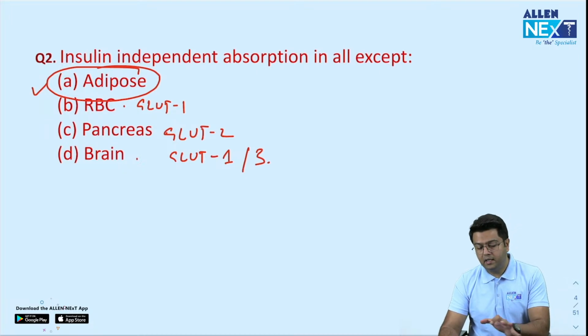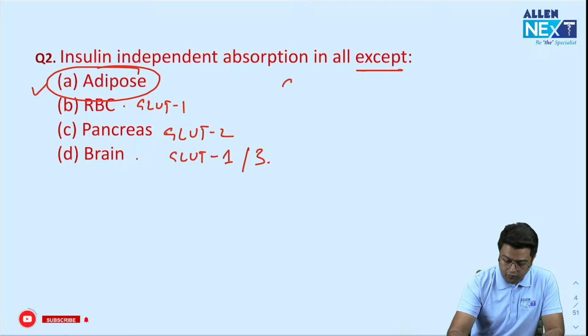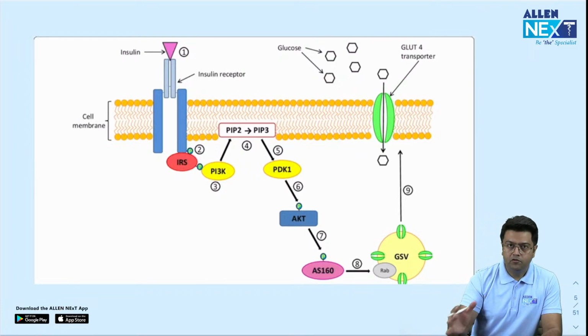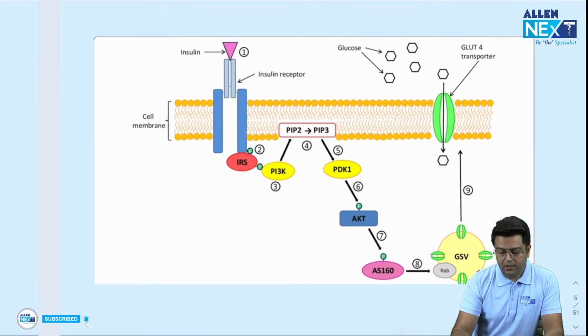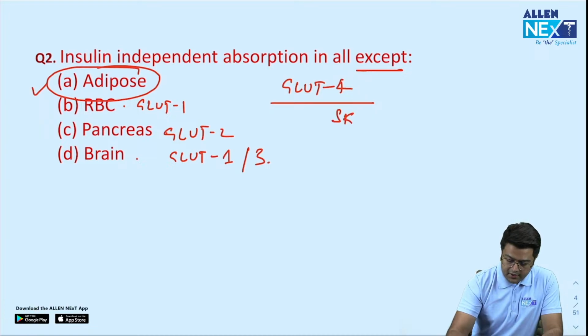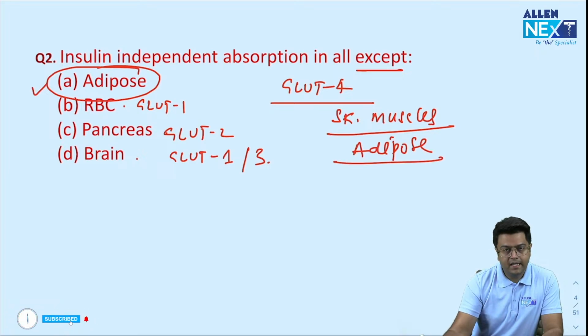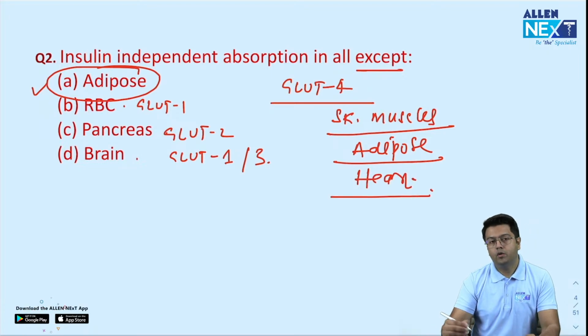So this is insulin dependent. The question is all except. So adipose tissue, they have GLUT4, right guys, GLUT4. GLUT4 is a very important GLUT and it has been asked several times in exams, nothing new here. So this will be considered a very repeat question. So guys, the three cells we have are skeletal muscles, then we have adipose tissue or the fat cells, and the third is heart cells or the cardiomyocytes.